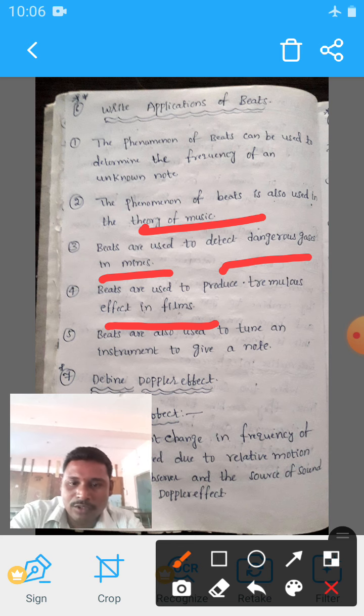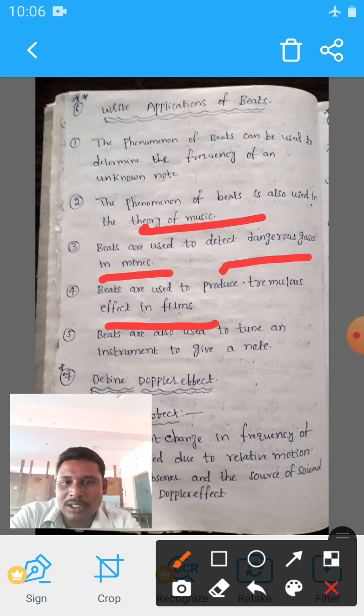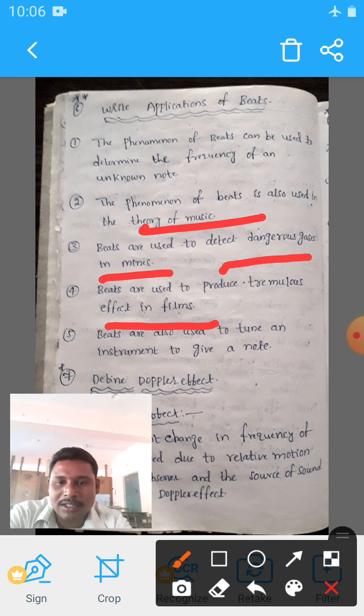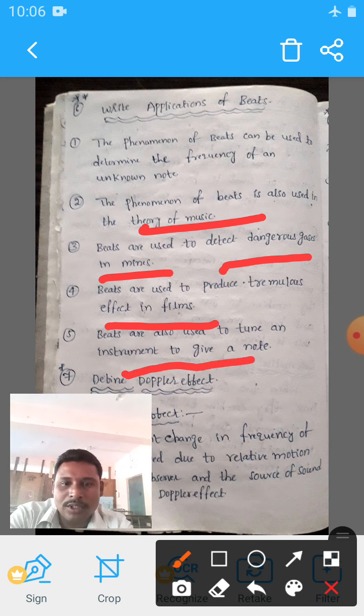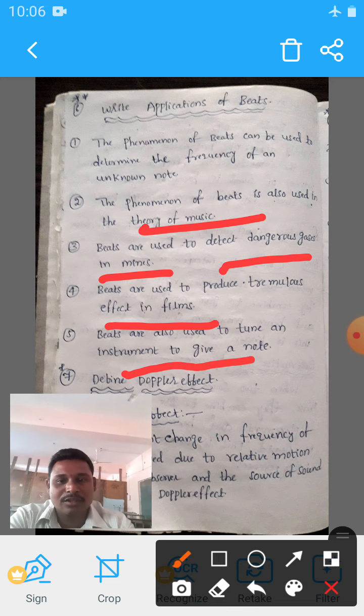The first one is, if you know one frequency of a note, you can find the second one. It is used in the theory of music. The second point is music also. Beats are used to tune an instrument to give a note, to give tremulous effects in films, and to find dangerous gases in mines also.